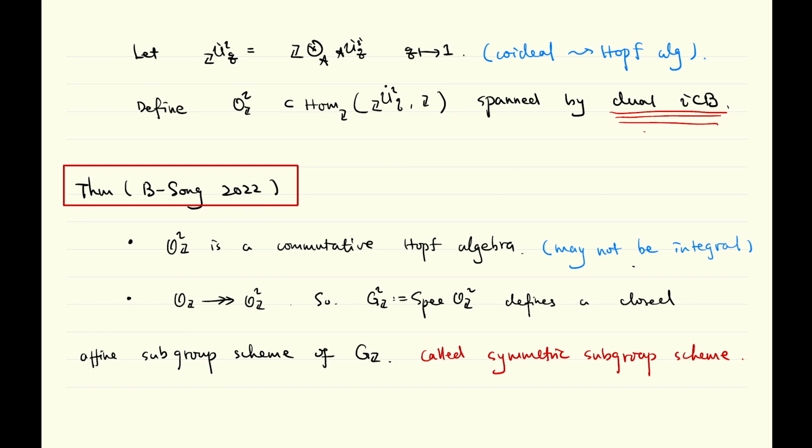We have this algebra, base change to Z just by setting q to be 1. But because I'm in the classical case now, the co-ideal actually becomes a Hopf algebra because I'm working in a subalgebra of the enveloping algebra. There's no braid anymore. Again, we define the subspace spanned by the dual canonical basis, entirely analogous to Lusztig. And that's the theorem, the first theorem with my student. This is actually a commutative Hopf algebra. And we have a surjection just by restriction from the dual of Lusztig's quantum group. What this precisely says is that the prime spectrum of this defines a closed subgroup scheme of the Chevalley group scheme. And that's what we call a symmetric subgroup scheme.